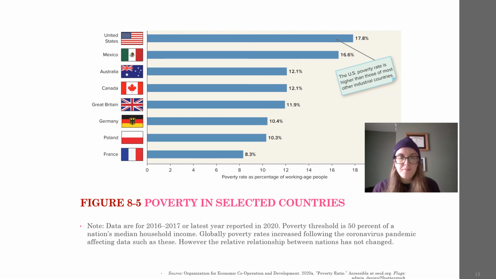And you can notice that these relationships haven't really changed, even though the coronavirus and the pandemic really increased the global poverty rates overall as well. So it's interesting thinking about the poverty rate in different countries, and how the US is still leading all of these different countries, and how we don't really address this quite so much.